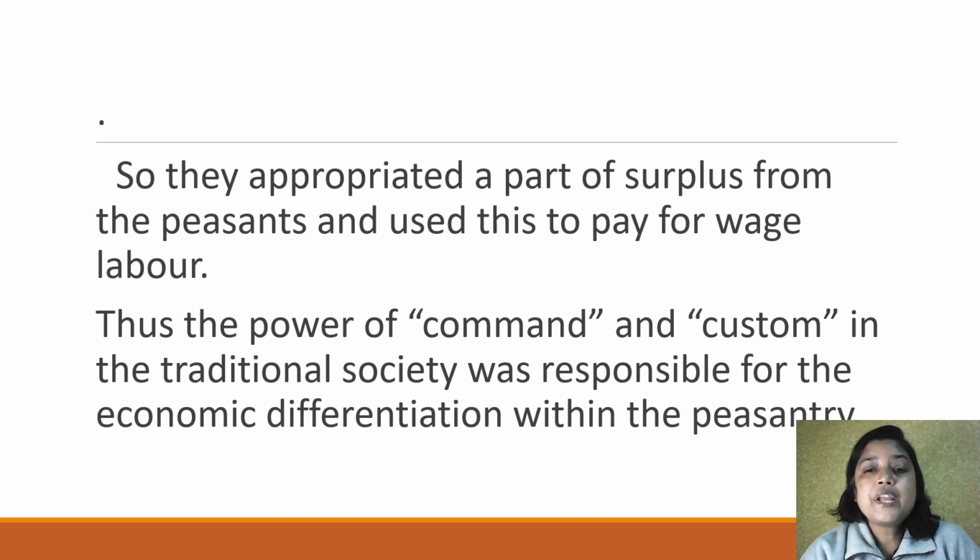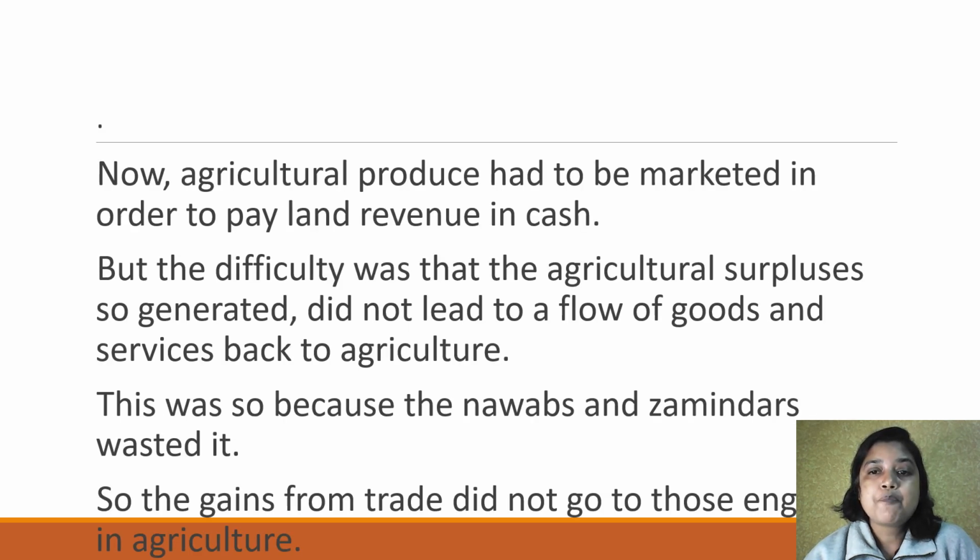So they appropriated a part of surplus from the peasants, and used this to pay for wage labor. So the power of command and custom in the traditional society was responsible for the economic differentiation within the peasantry. Now, agricultural produce had to be marketed in order to pay land revenue in cash, but the difficulty was that the agricultural surpluses so generated did not lead to a flow of goods and services back to agriculture. The Nawabs and Zamindars wasted it, and so the benefits from trade did not go to those engaged in agriculture.